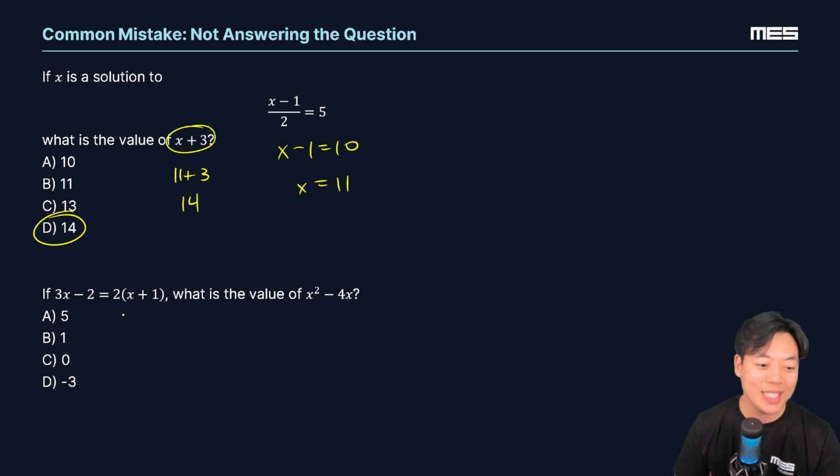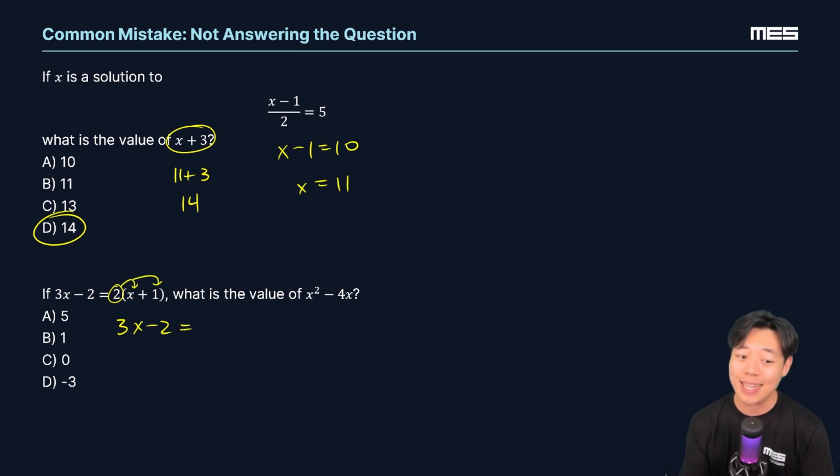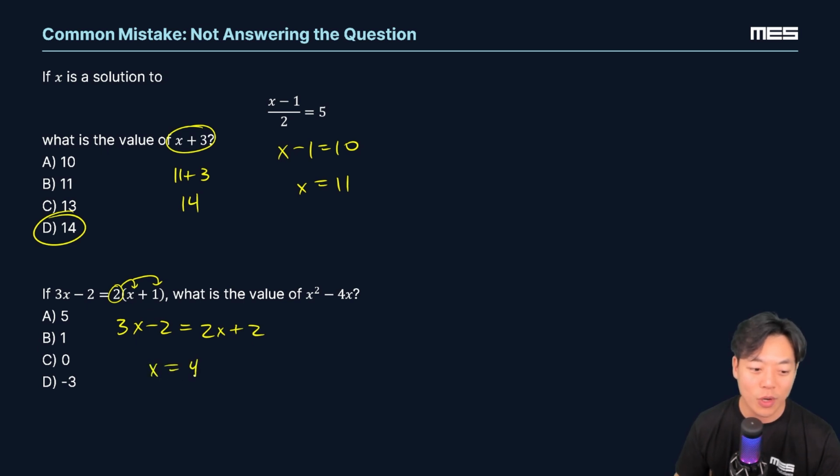Another example of this here, maybe a more complex one, is 3x minus 2. Don't forget to distribute this 2 to both terms. Another mistake that I see students making is forgetting to distribute this 2 to every term within the parentheses. So we have 2x plus 2, and we'll get x is equal to 4. But again, 4 is not the answer. Thankfully, it's not even an answer choice here. It would have been a good one, though.